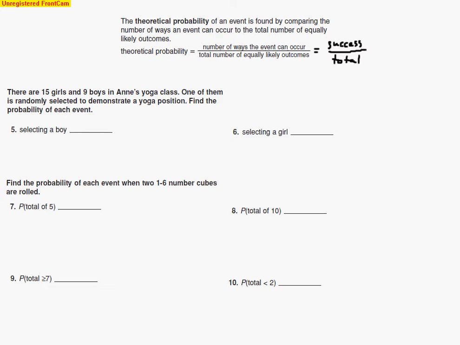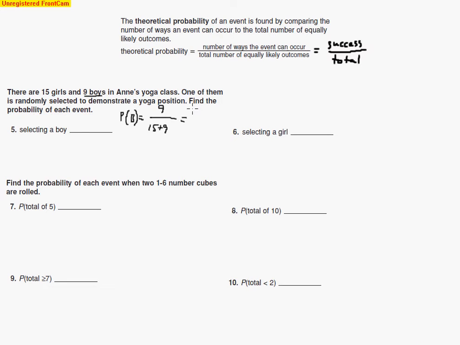The first one: we have 15 girls and 9 boys in Anna's yoga class. One of them is randomly selected to demonstrate a yoga position. Find the probability of each event. Well, the event here is selecting a boy. So the probability of a boy means that a success represents having a boy. There are 9 boys, so 9 would go on top, and the total goes on the bottom. So you have to add up the number of girls and number of boys, and that would be the total.